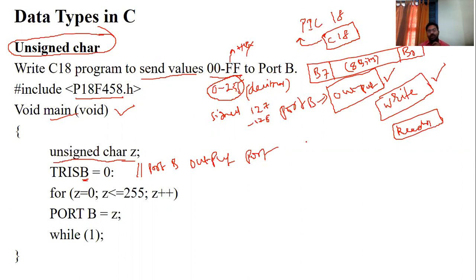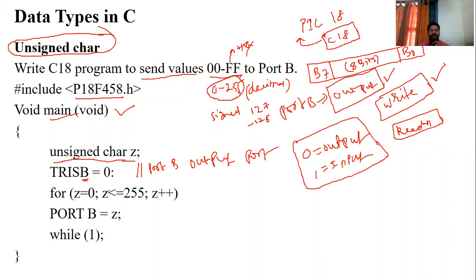0 is output, 1 is input. Remember, if we mistakenly write 1, it will be taken as an input port, and then it is not possible to load the data to that port. So 0 is output, 1 is input. Remember, when you write TRISB equal to 0, then port B is the output. See this comment: port B is the output.